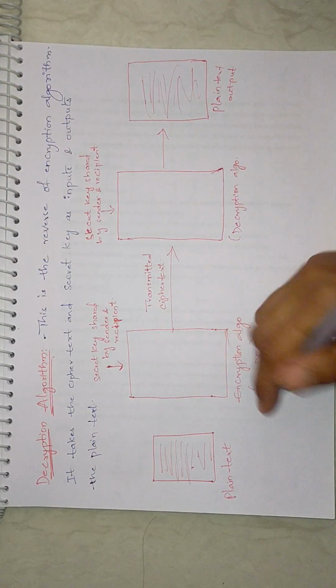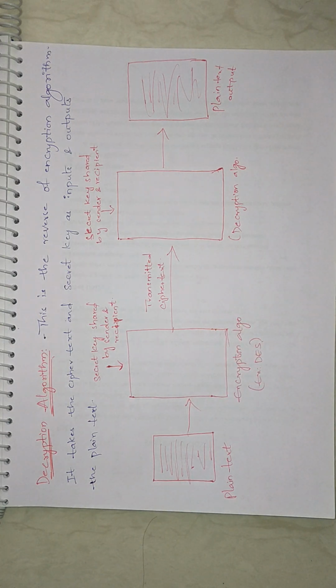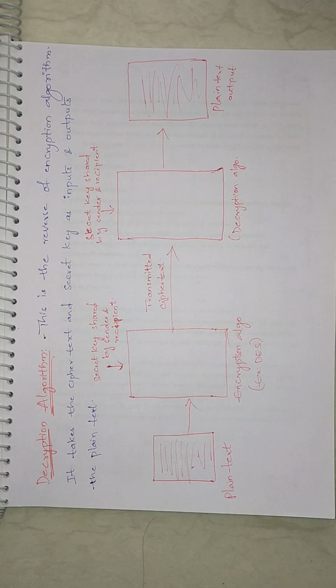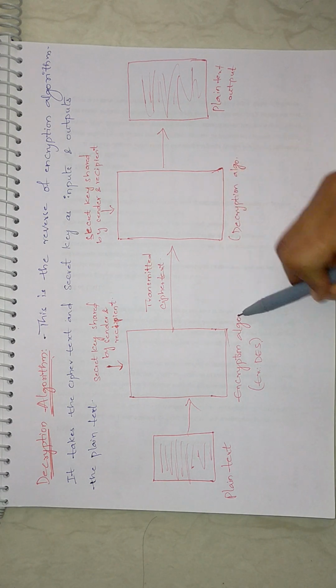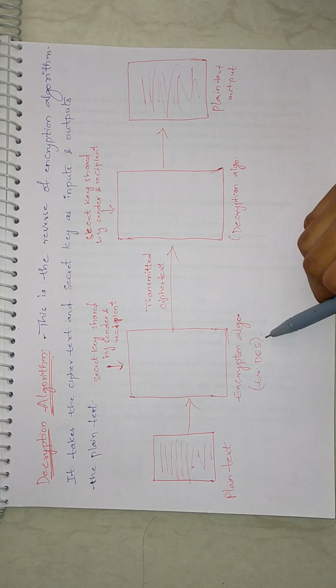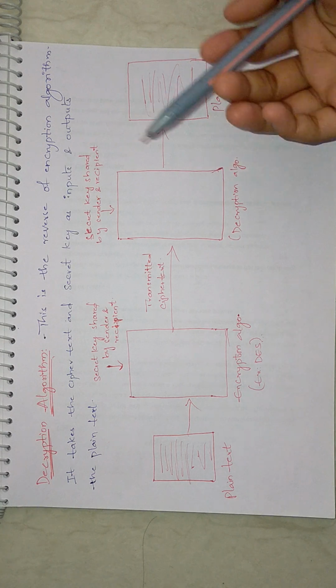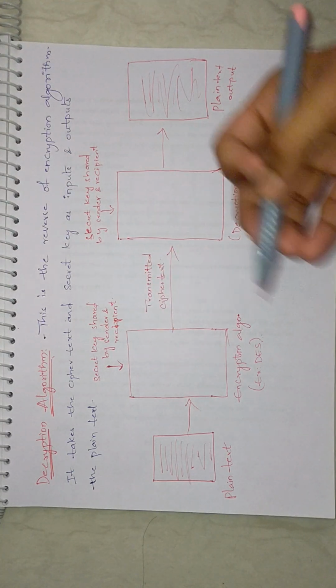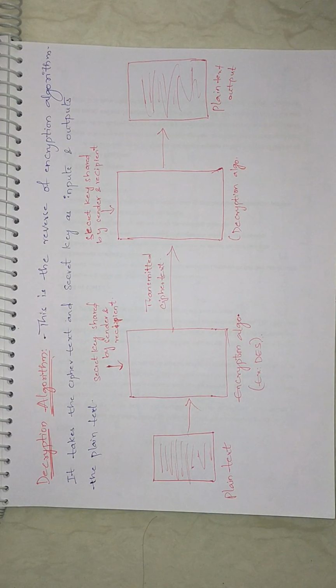Now let's see. Plain text means whatever message we want to send. Next is the encryption algorithm. It will convert the plain text into cipher text. Cipher text is an unreadable format, that means it is not human readable. It is based on some algorithm and on the secret key that we are sharing. It will encrypt the plain text with that secret key and make it unreadable, and then this will be transmitted to the recipient.